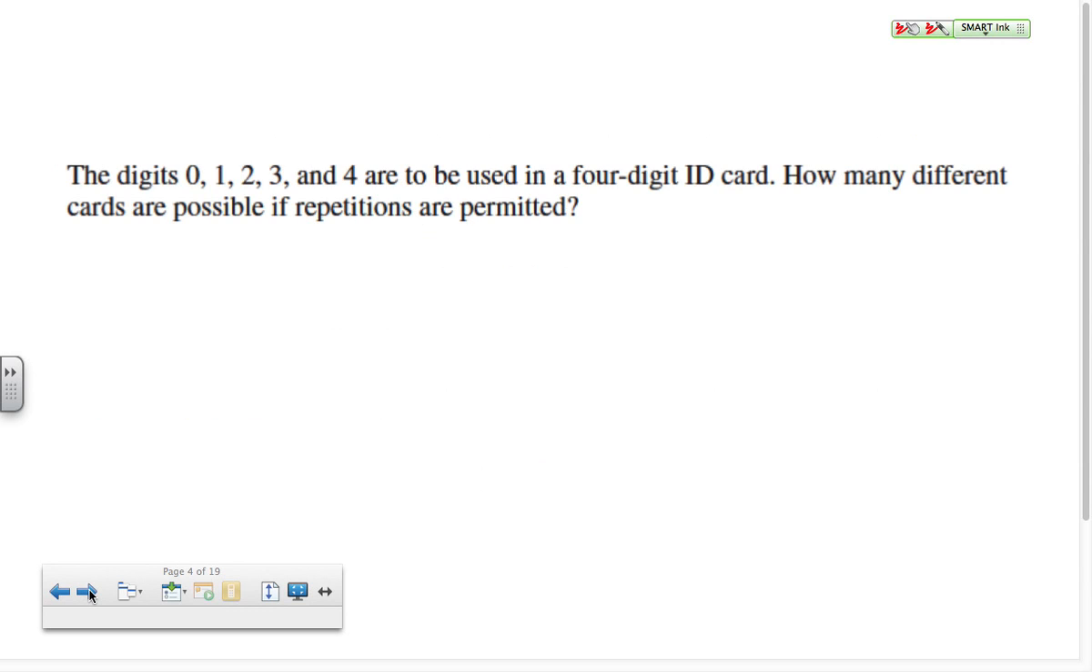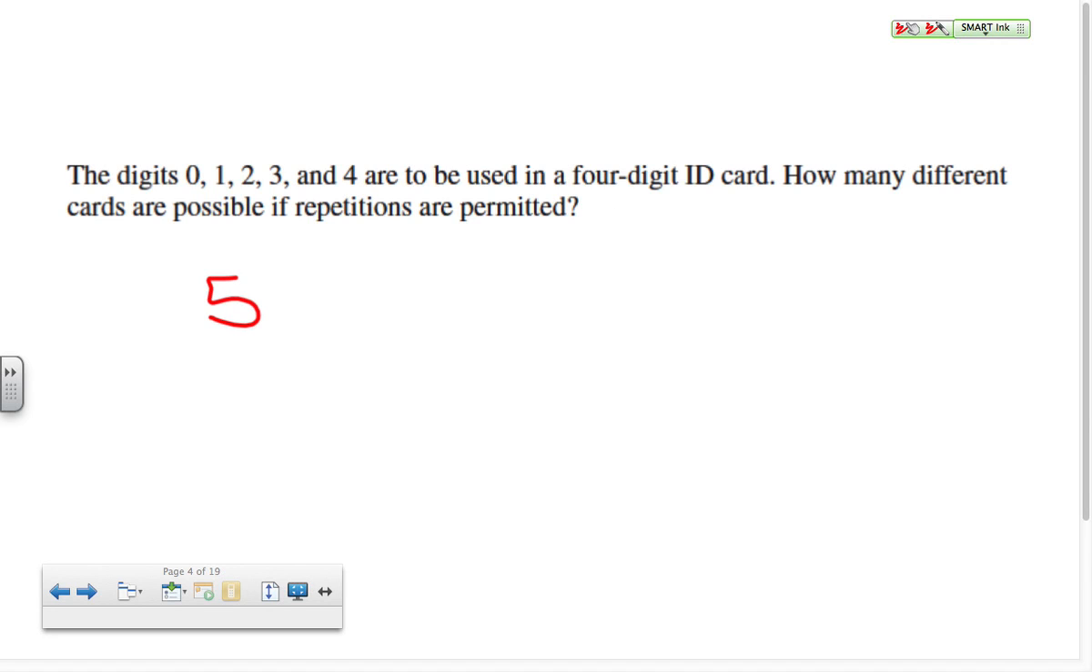Okay, so this is an interesting problem. It says the digits 0, 1, 2, 3, and 4 are to be used in 4-digit ID cards. How many different cards are possible if repetitions are permitted? So how many possibilities do we have for the first digit? 5, because 0 is included.